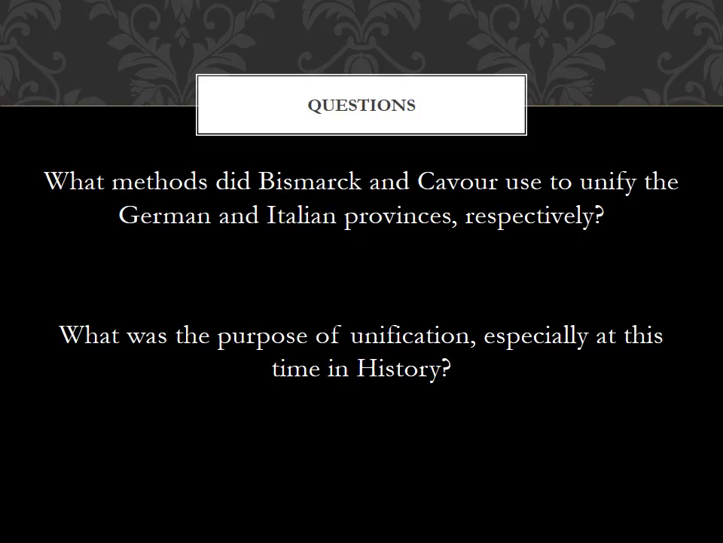A couple questions to start off with. One, what methods did Bismarck and Cavour use to unify Germany and the Italian provinces, respectively? And what was the purpose of unification, especially at this time in history? While we're going through this, try and keep these in the back of your head, or jot these down so that we can answer these as we move.